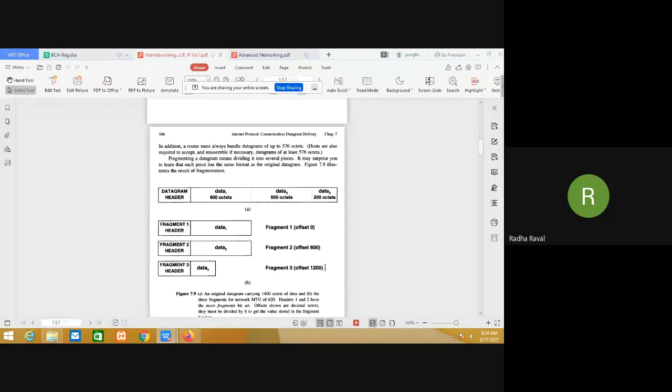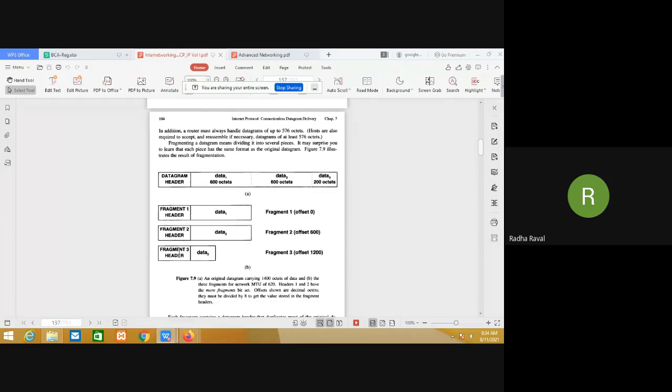So an original carrying 1400 octets of data is split into 3 fragments for an MTU of 620. Headers 1 and 2 have the more fragments bit set. Okay, here 1 and 2, because the fragmented parts are larger than the third one. So headers 1 and 2 have the more fragments bit set, and the offsets shown are in decimal octets. They must be divided by 8 to get the value stored in a fragmented datagram. Okay, so it must be a multiple of 8. So you have to divide by 8 to get the exact value, and it will be stored in the fragment headers.